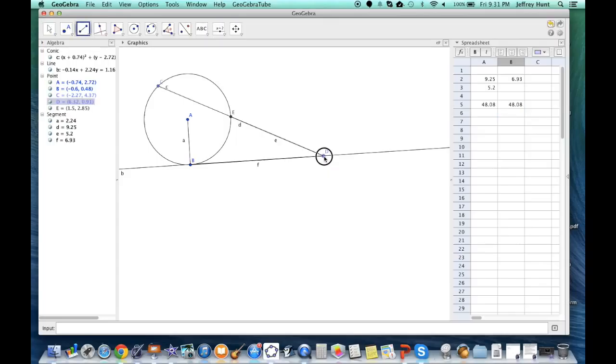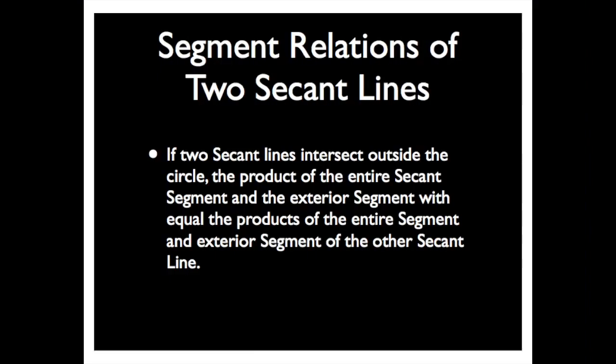Because GeoGebra is dynamic, I can grasp a hold of the point D and slide the point D along my tangent line. And notice no matter where I end up along the tangent line, my relationship holds true.